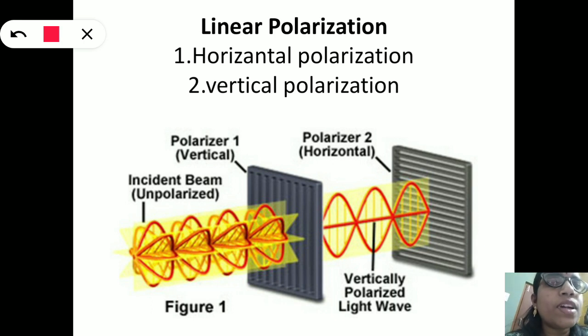Linear polarization is again divided into two types, which are horizontal polarization and vertical polarization. Both you may observe here. See, this is the unpolarized beam, which has many more lobes, many more waves.